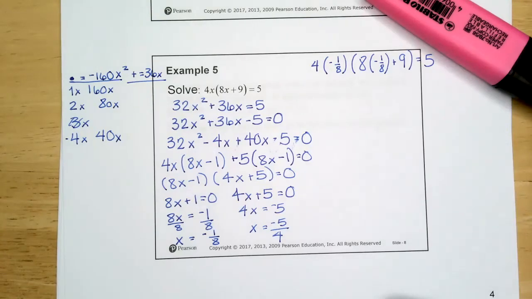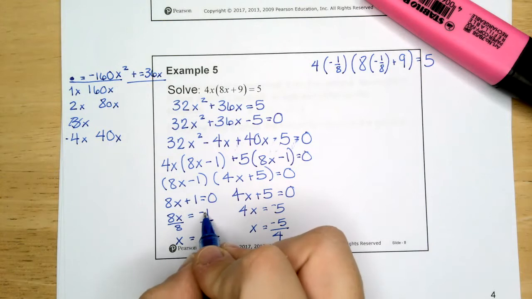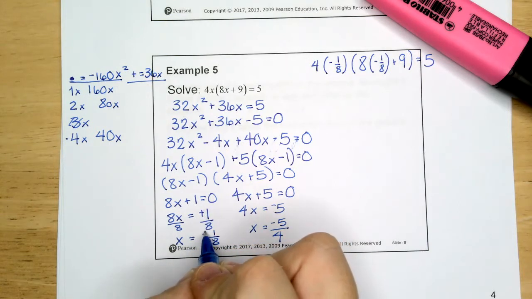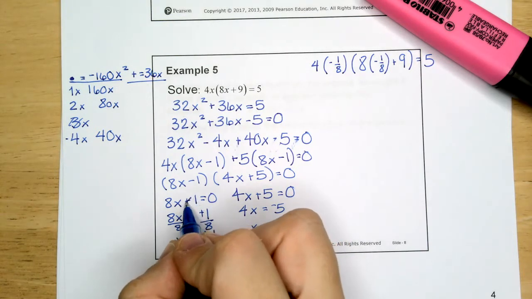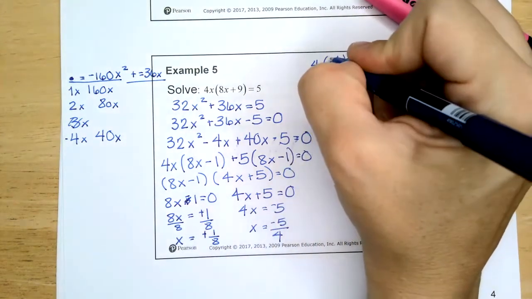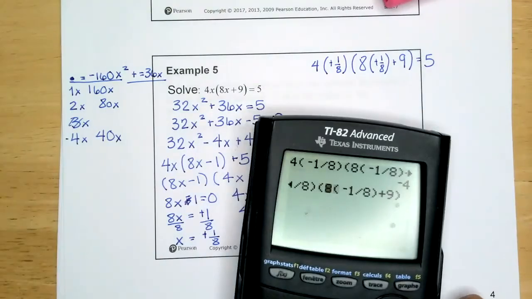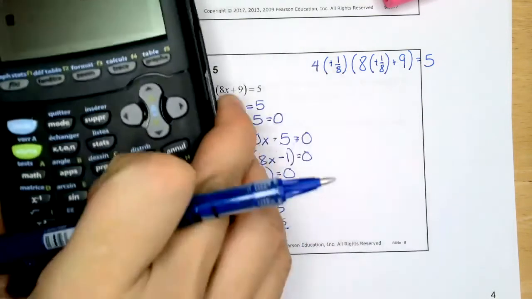Oh, sorry, I made a mistake here. So here it said 8x minus 1, but here I wrote 8x plus 1. So that should actually be a plus 1/8. That is a minus 1. Okay. So I'll delete that negative sign. See what we get. We get 5. All right.